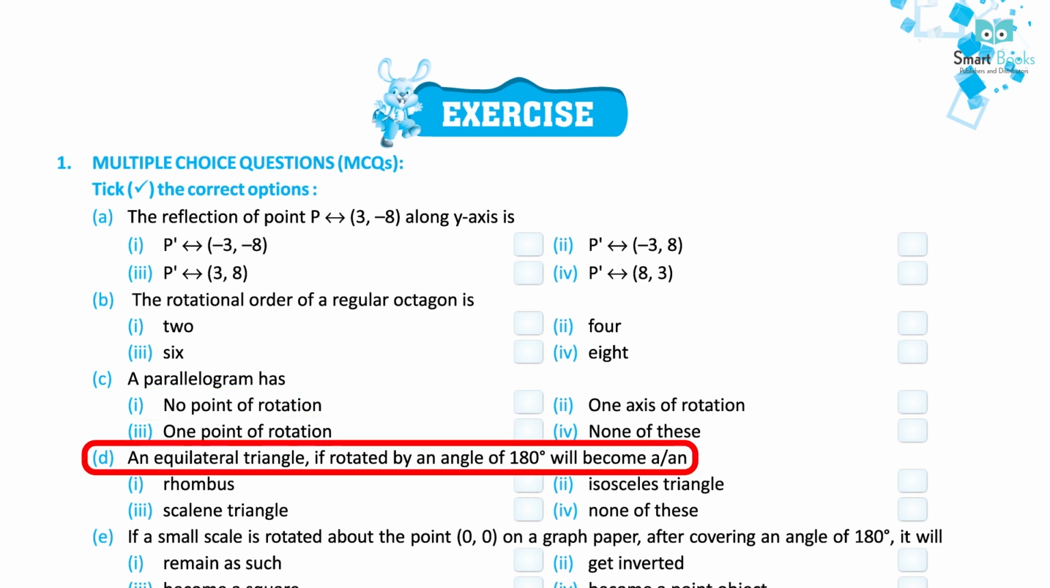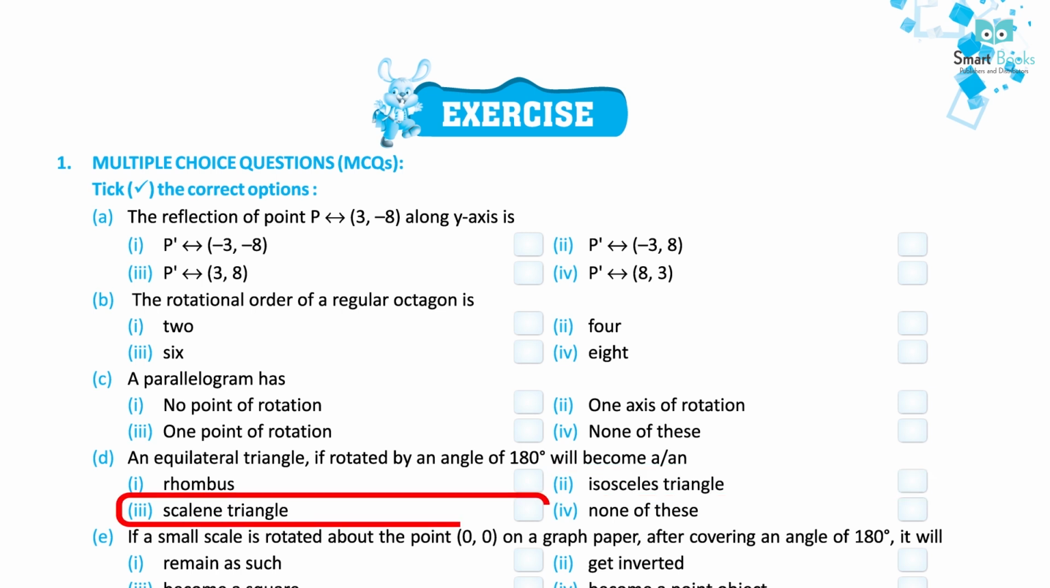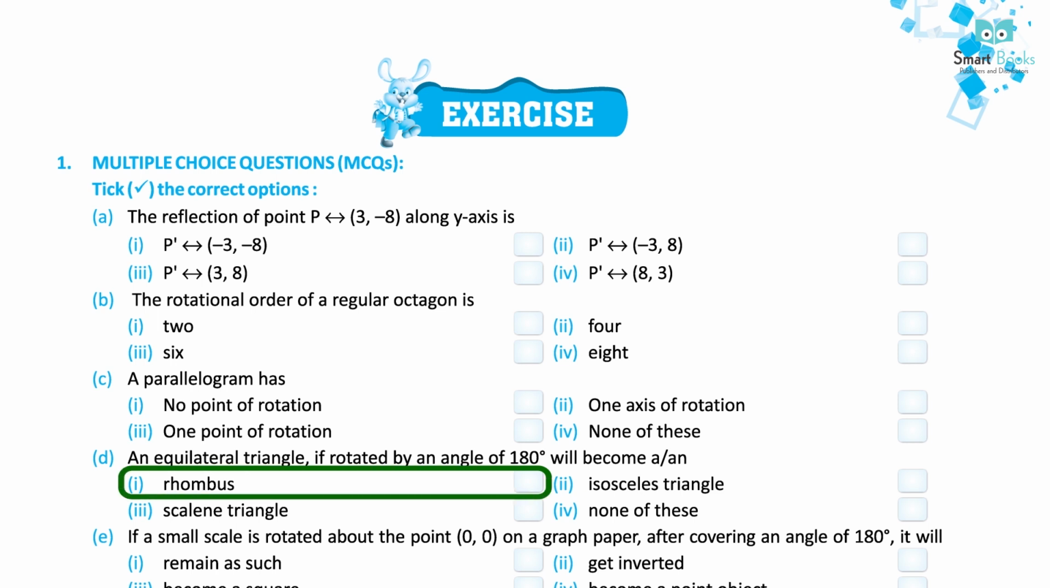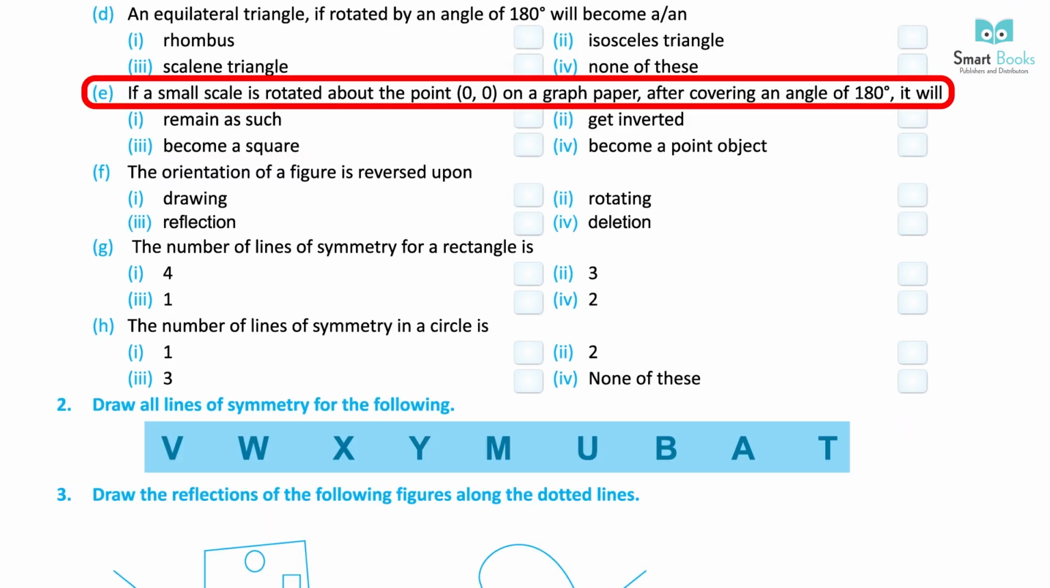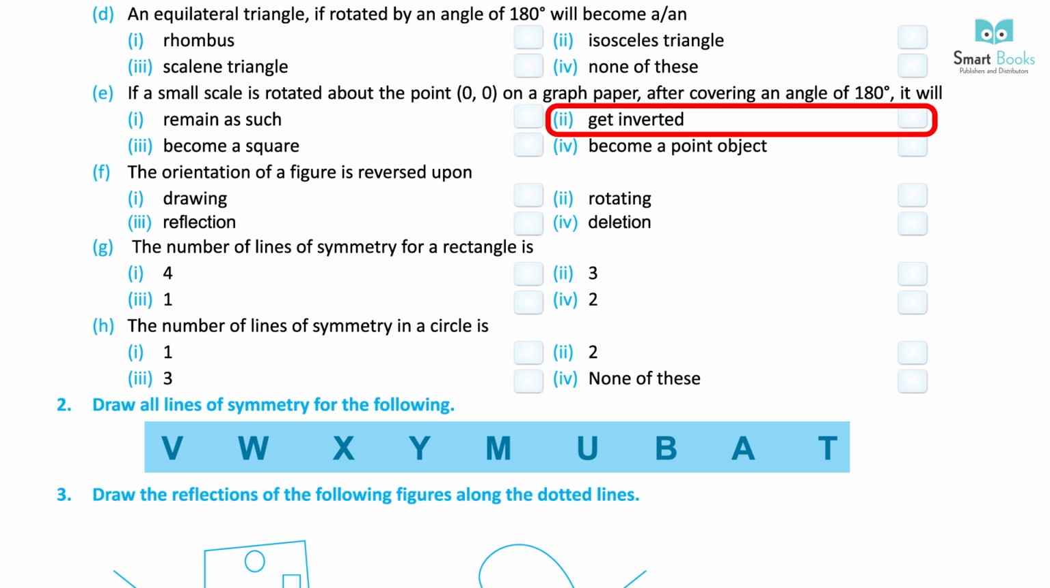D. An equilateral triangle, if rotated by an angle of 180 degrees, will become a/an: first, rhombus, second, isosceles triangle, third, scalene triangle, fourth, none of these. Solution: first, rhombus. E. If a small scale is rotated about the point 0, 0 on a graph paper after covering an angle of 180 degree, it will first remain as such, second get inverted, third become a square, fourth become a point object. Solution: second, get inverted.